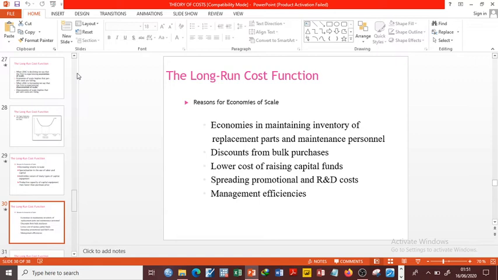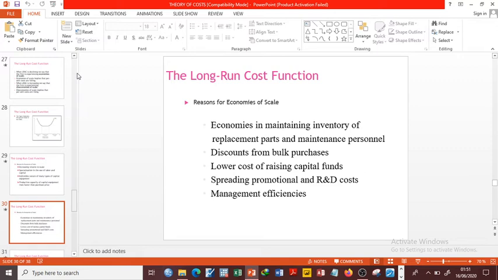Then lower cost of raising capital funds. In this perspective, it could be that if a farm acquired a loan, it is servicing a low interest rate on this particular loan. Whereas if the farm is servicing a loan at high interest rates, this will increase its costs and reduce its output.